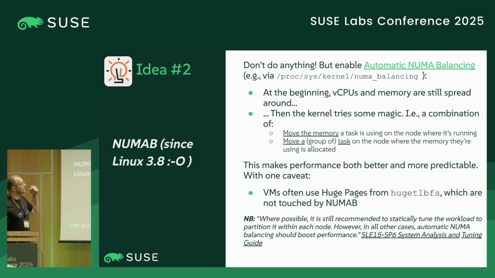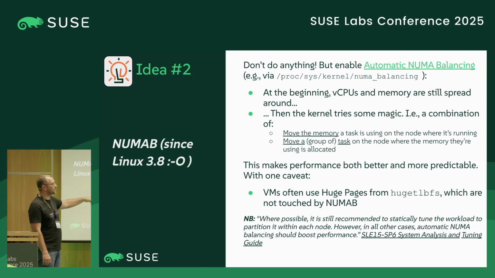The host kernel does some magic tricks to automatically try to avoid what I just showed before. Basically, it tries to figure out at runtime, dynamically, if some memory is being accessed from tasks which are running on another NUMA node. Then maybe we can move the memory to the NUMA node where the tasks that are accessing it are running, and so make the access local. Or vice versa, we can move the tasks to that other NUMA node. And there are a bunch of heuristics.